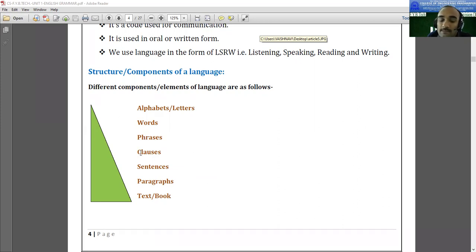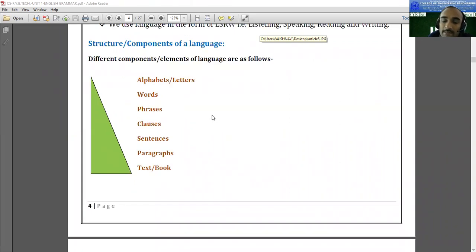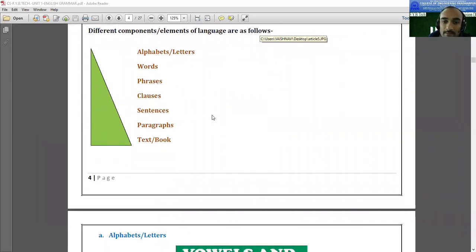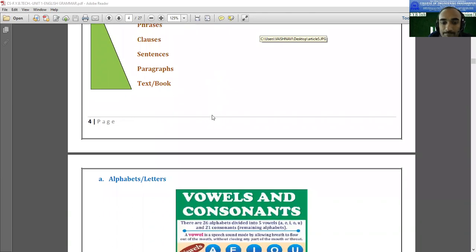Okay, so words are formed with the alphabets, phrases are formed with the words, clauses are formed with the phrases, and a sentence is formed with the clauses. And a textbook is formed with the paragraphs, and paragraphs are made up of the sentences. So this is the sequence in which we learn or we write any type of language. So this is also important.